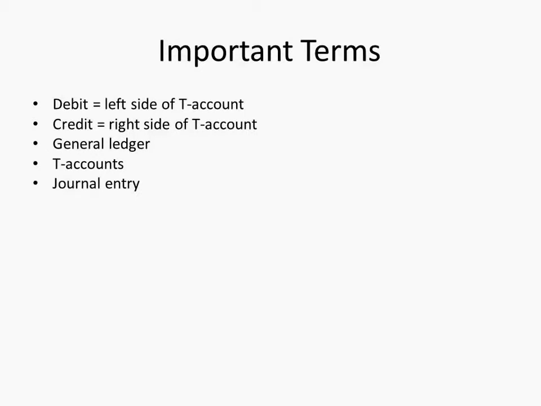Journal entry. Where do we make those? General journal, right? Those are our journal entries right here. So journal entries always have to have both what? A debit and a credit, and they have to be equal, right? In total, they have to be equal.